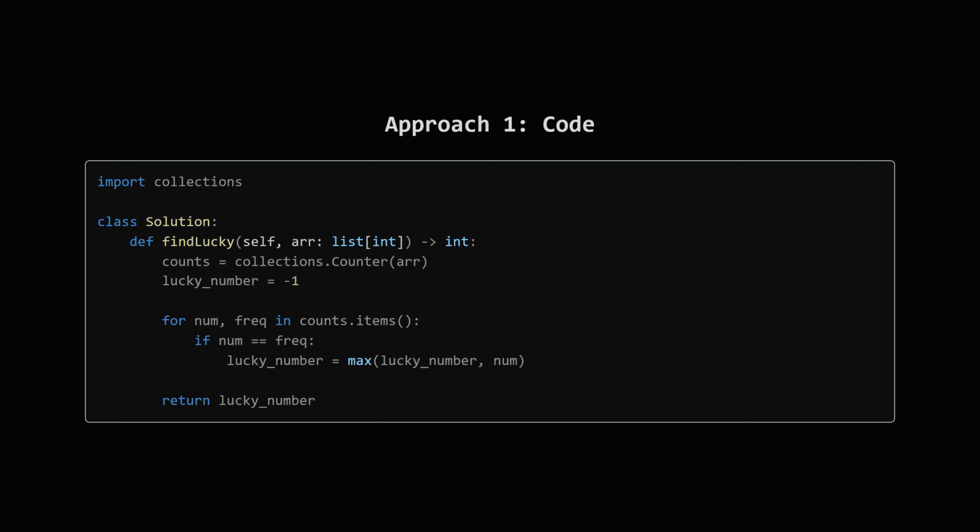We can use the Counter object from the collections library, which is a specialized dictionary that does all the counting for us in one simple step. We initialize our best answer so far, which we're calling lucky_number, to -1. Then, we loop through the items in our counter. For each number and its frequency, if the number equals the frequency, it's lucky. So we update our lucky_number variable to be the maximum of whatever it was before, and this new lucky number we just found. After checking all the numbers, we just return the result.